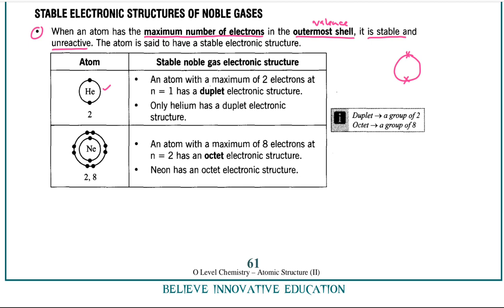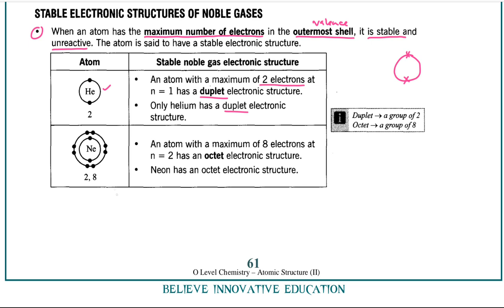Studying helium, which has only 2 electrons, the explanation says that an atom with a maximum of 2 electrons at N1, or the first shell, has a duplet electronic structure, and only helium has a duplet electronic structure. Duplet just means it only has 2 electrons.